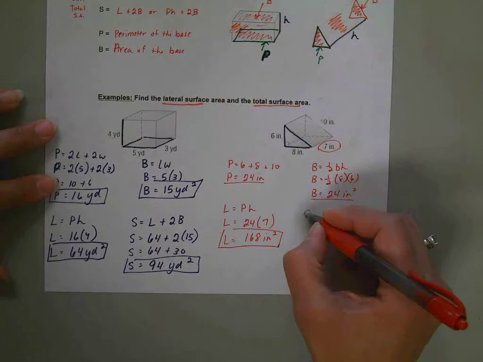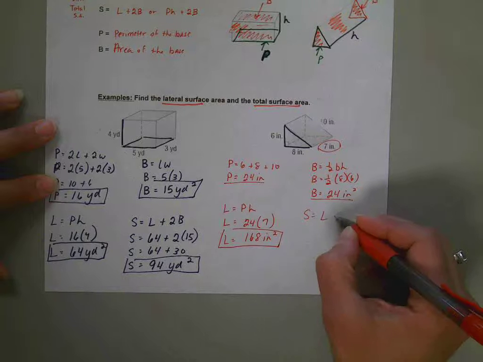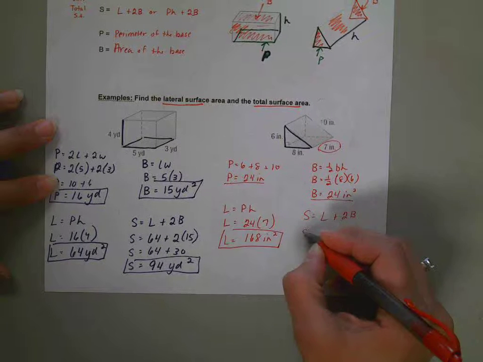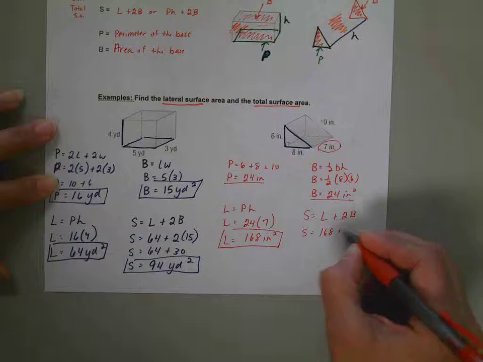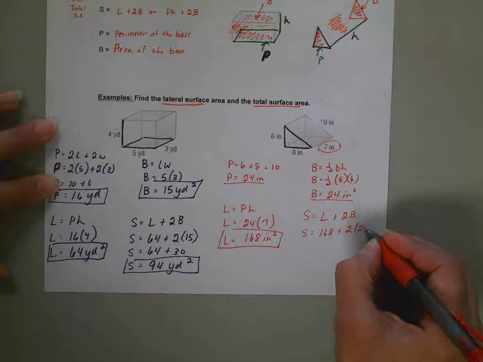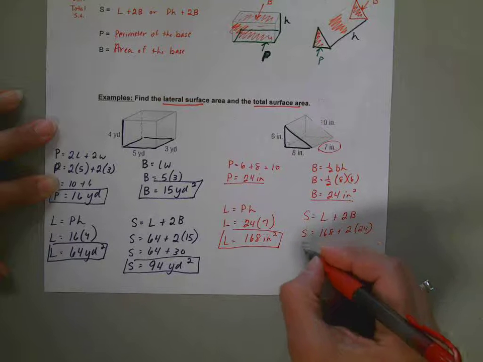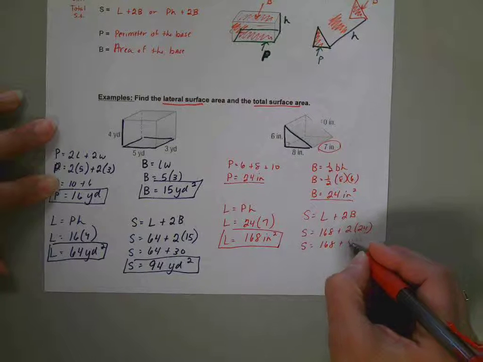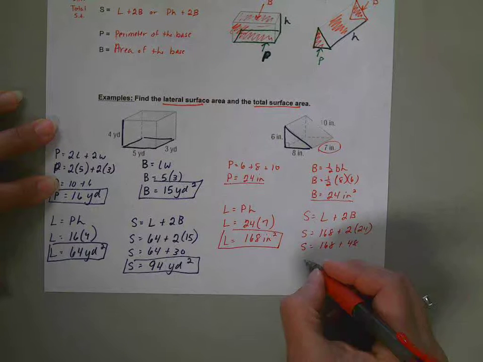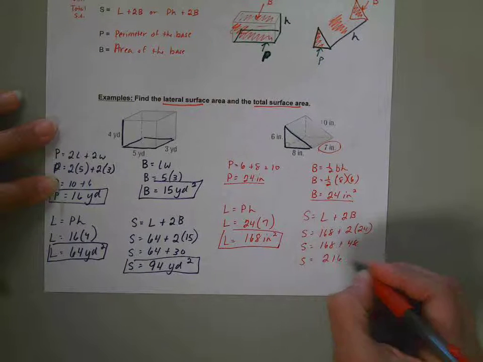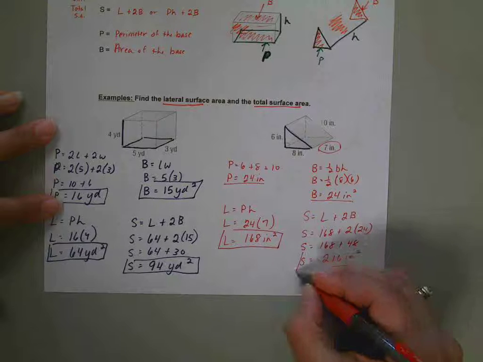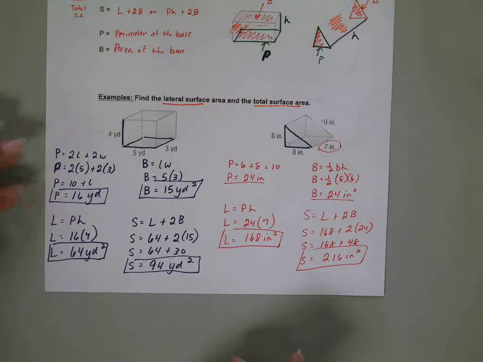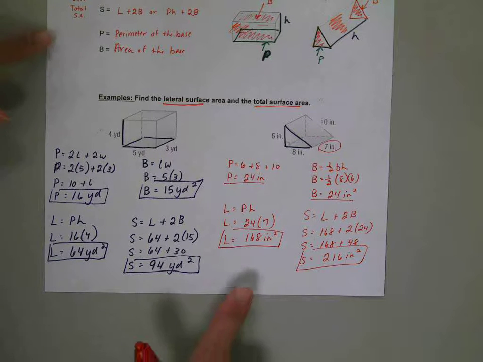Now I'm going to substitute that in for total. L plus 2B. So 168 plus 2 times the area of my base, which was 24. So 168 plus 48. And we get 216 square inches for our total. So again, we're going to find our perimeter of the base, the area of the base, and then substitute those in for lateral and total surface area. We'll go into more depth with surface area in class.